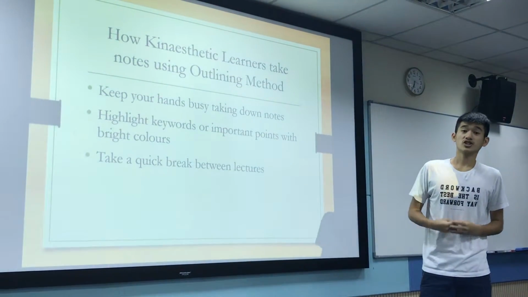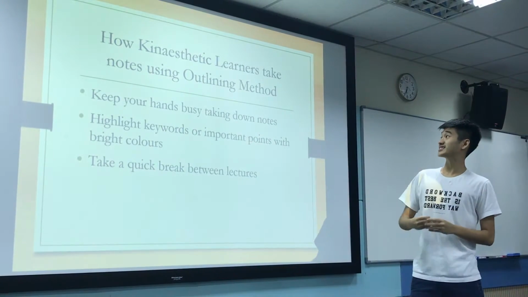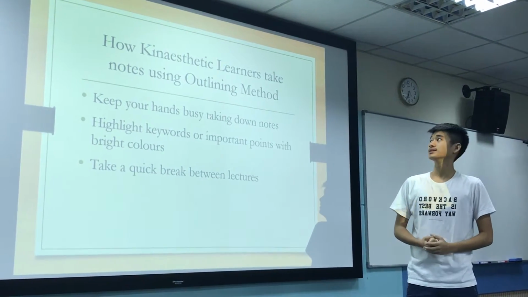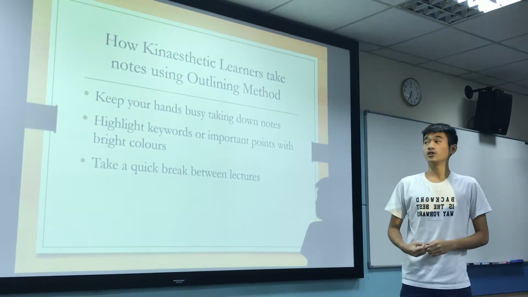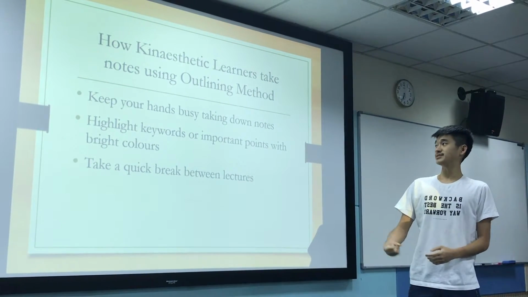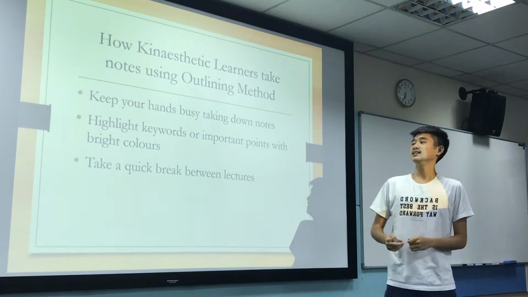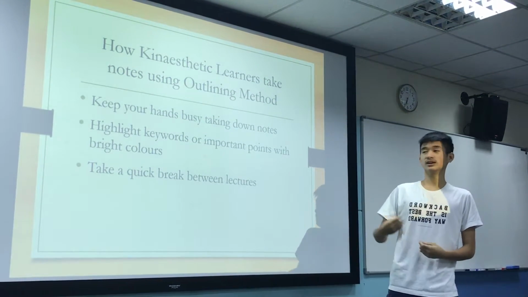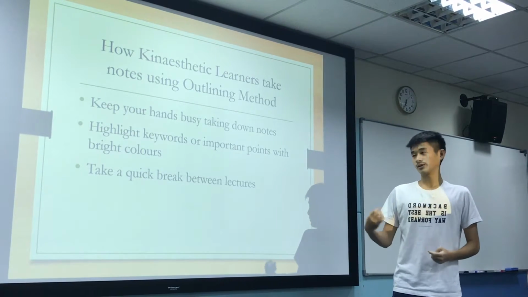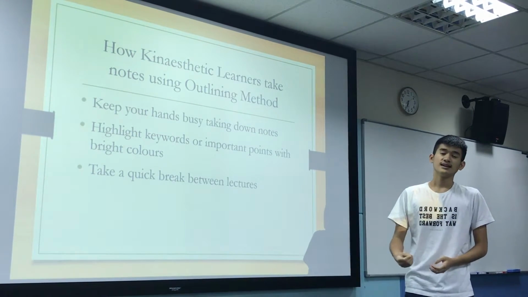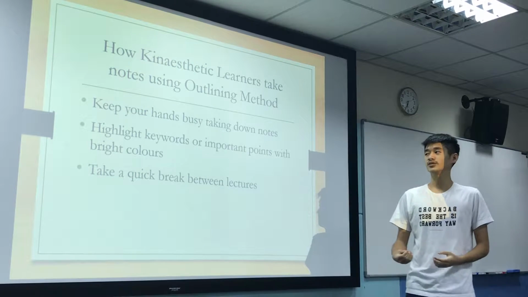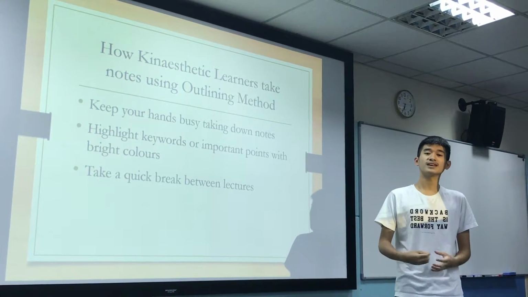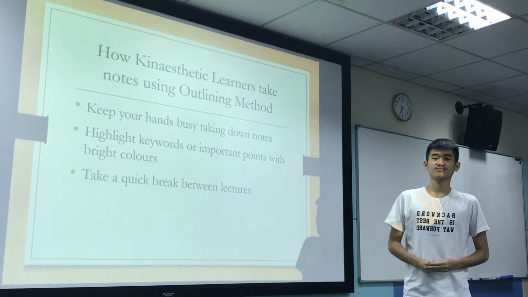So in this slide, I'm going to show you a few examples of how kinesthetic learners take notes using the outline method. For example, in a lecture hall, a student should always keep their hands busy taking down notes. A student should also highlight keywords or important points with bright colors, for example, with highlighters. And lastly, it is also recommended for students to take a quick break before each lecture to freshen themselves up and be ready for the next lecture.